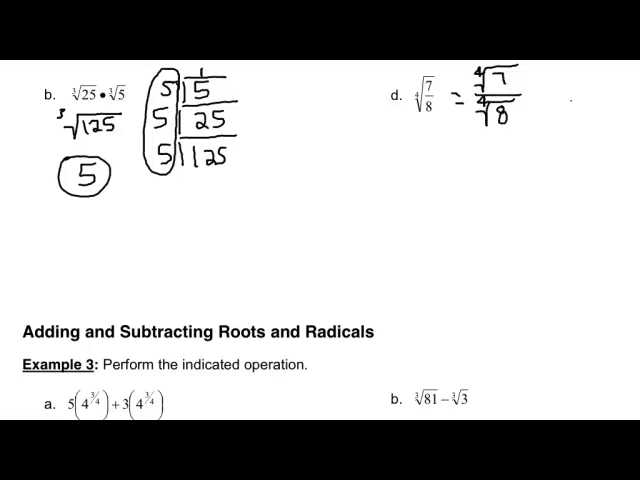Now, we cannot have radicals in the denominator, just like we couldn't have square roots in the denominator. So we can't have any kind of radical in the denominator. So we have to multiply both the numerator and the denominator by a number that will get rid of the radical in the denominator.